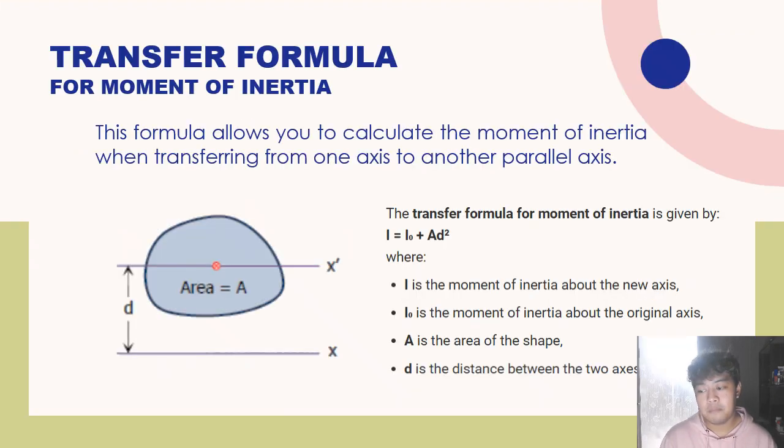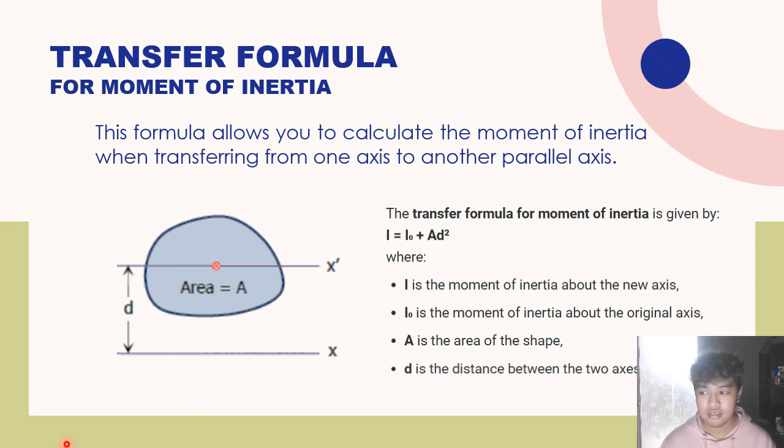So again, as I've said, we are going to talk about the transfer formula. When we talk about transfer formula, basically this is a formula that we have to use whenever we transfer our reference axis from the previous reference axis. Say, for example, when we compute for the moment of inertia, usually we refer to the centroid of an object.